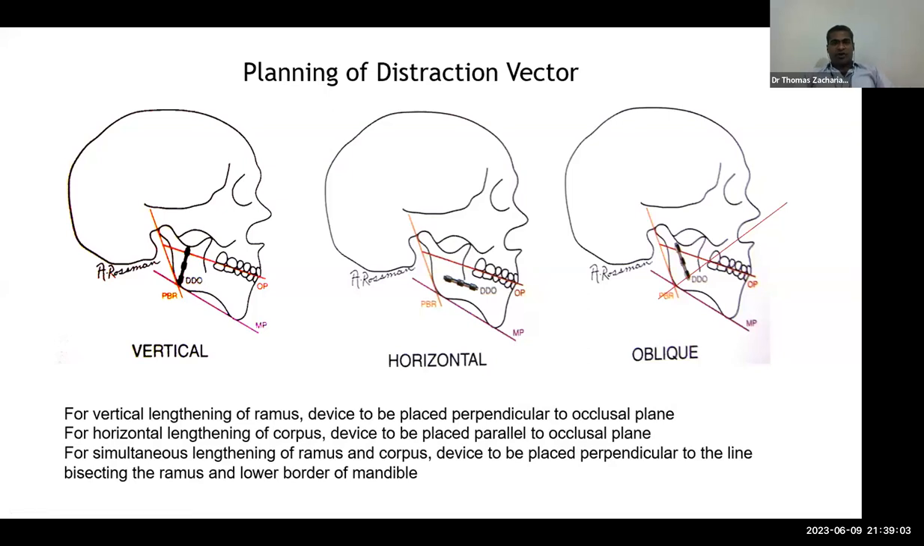So these are some concepts on vector planning, which is actually a little complicated. And these are some of the books where the PGs can refer, Samchukov, McCarthy, and they can get the concepts sorted out, how to decide the vector planning.